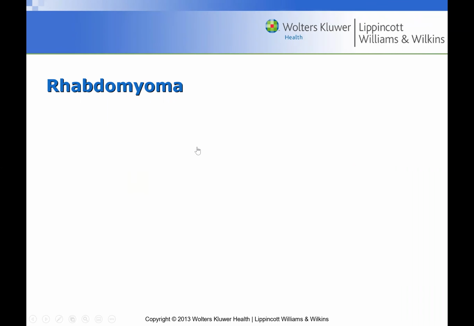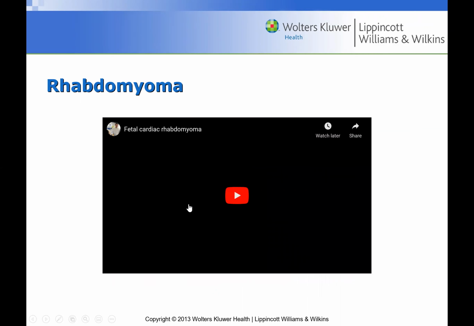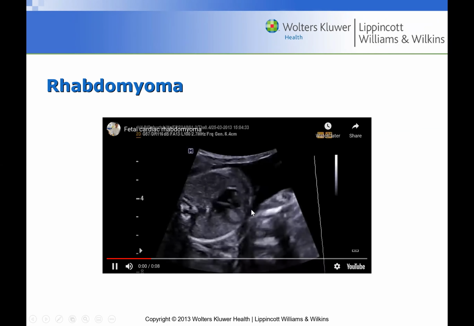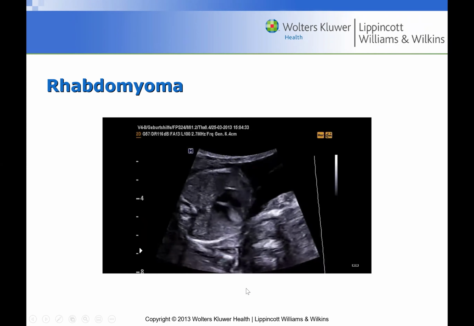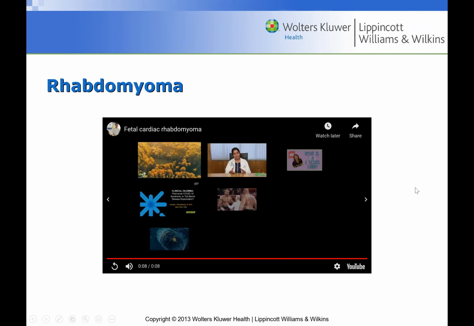You guys, if we can't see it, it's not that big of a, okay, there we go. Here's a big old mass, and you can't miss it. You can't miss it, but you need to know what it is, and it's most likely a rhabdomyoma.